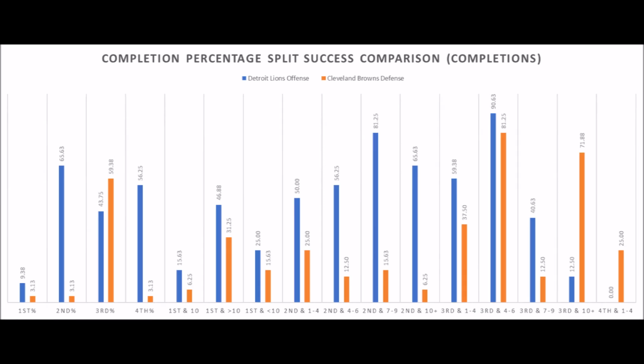Now, the Lions aren't amazing, per se, on first down, but they are a little bit better than the Browns defense. If there was one criticism of the Browns defense, it's their passing D. Their run D has been pretty decent. Passing D, not so much.